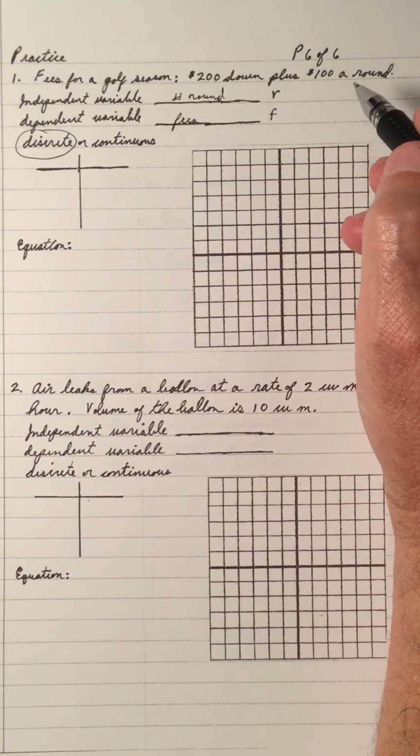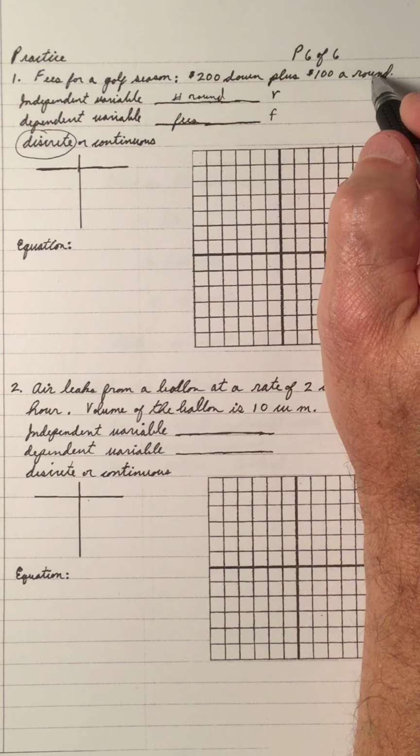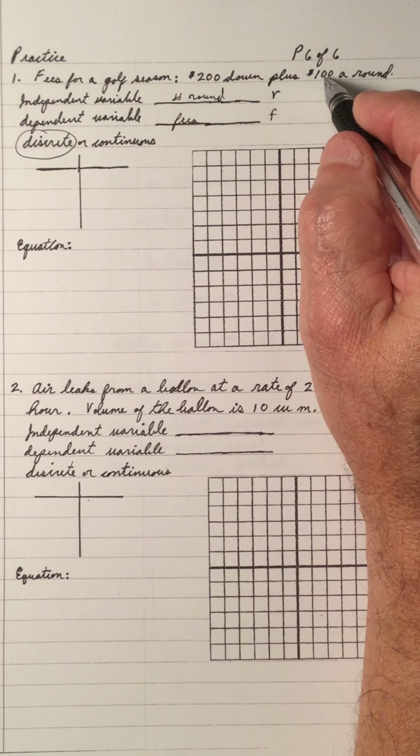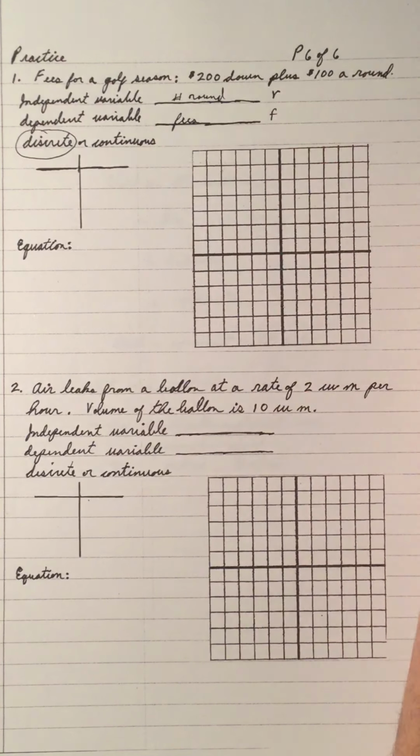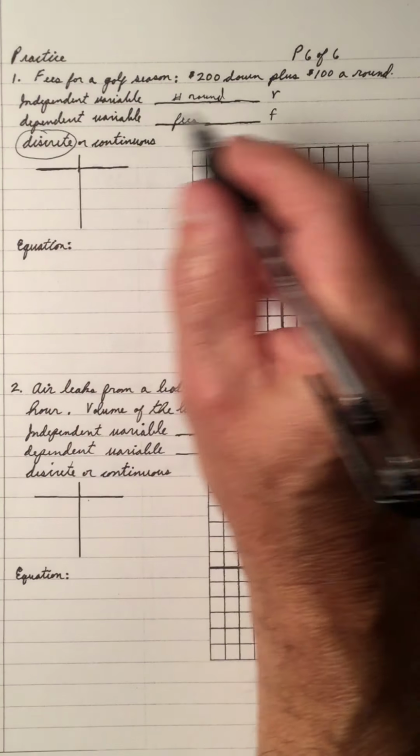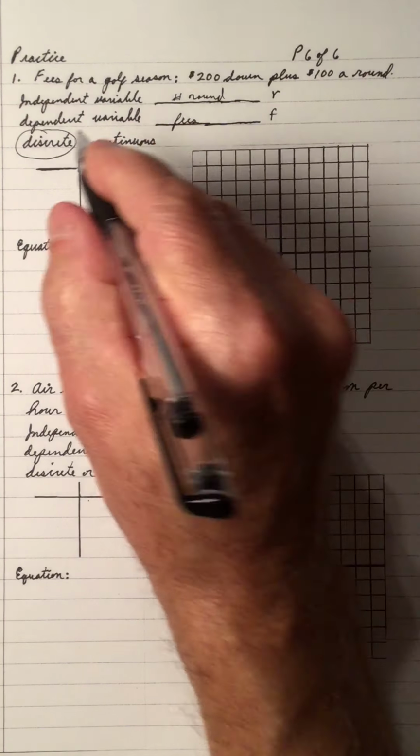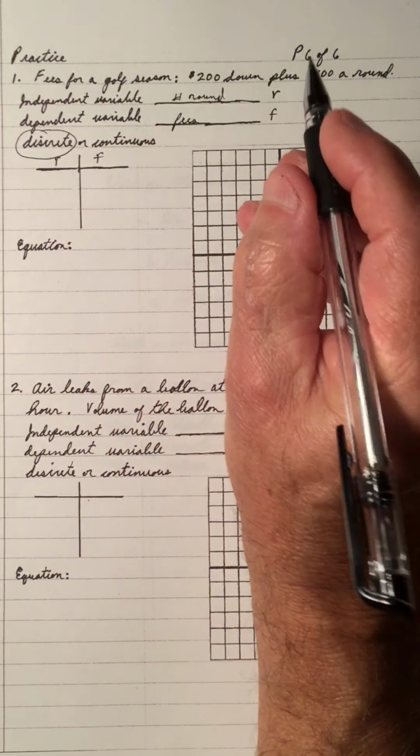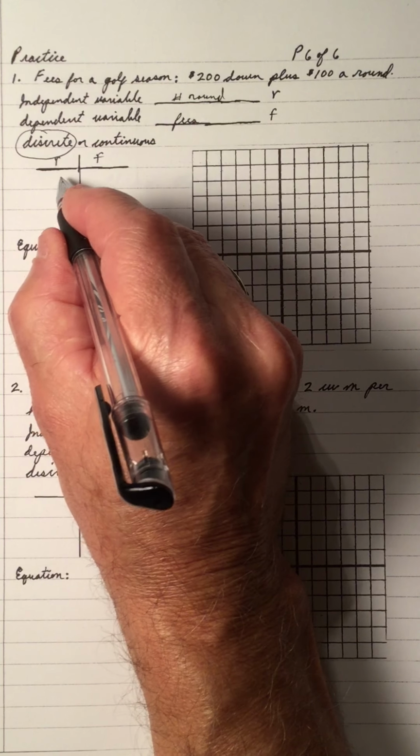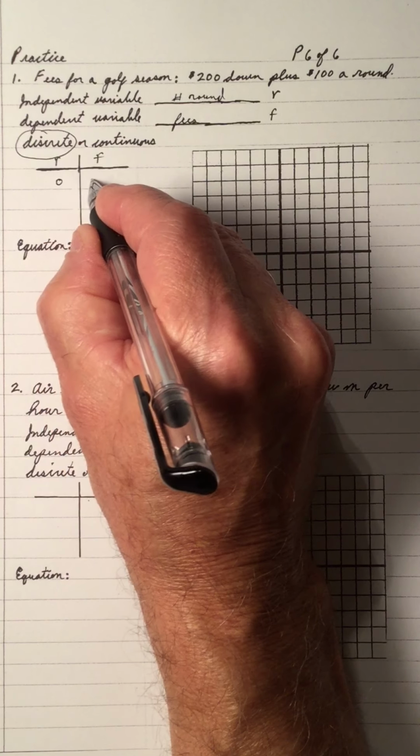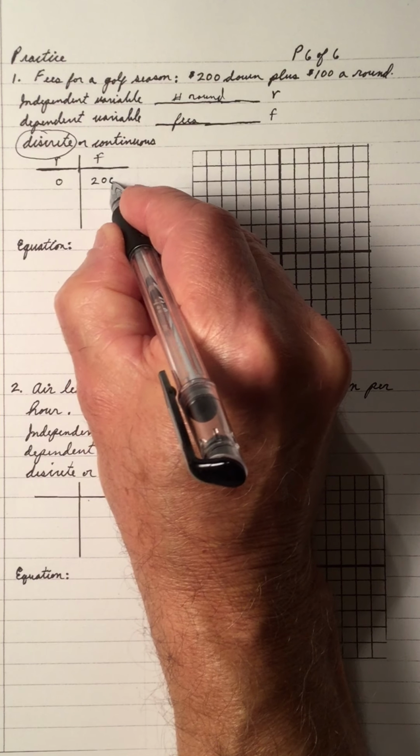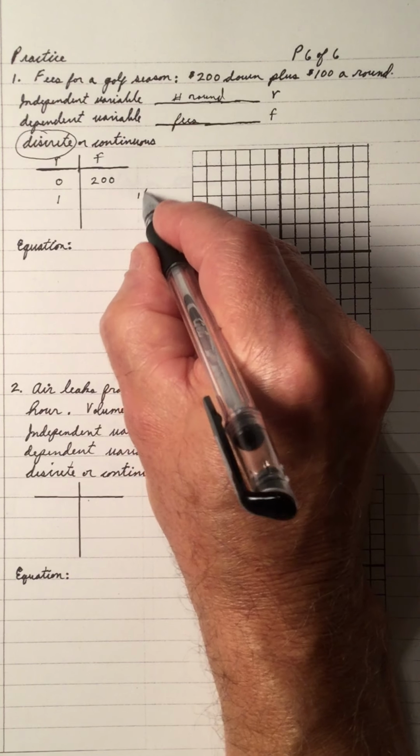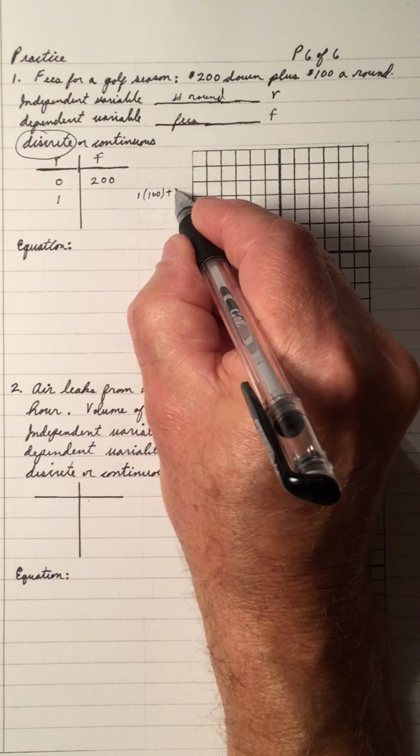So you start off at 200. If you did 1 round, you would pay $100 plus 200. If you played 2 rounds, you would pay 200 plus the 200, $400. So it's discrete. It's not continuous. It's dots. And we have R for rounds and F for fee. If we do no rounds, we have to pay $200 anyway. If we have 1 round, it's 1 times 100 plus the 200.